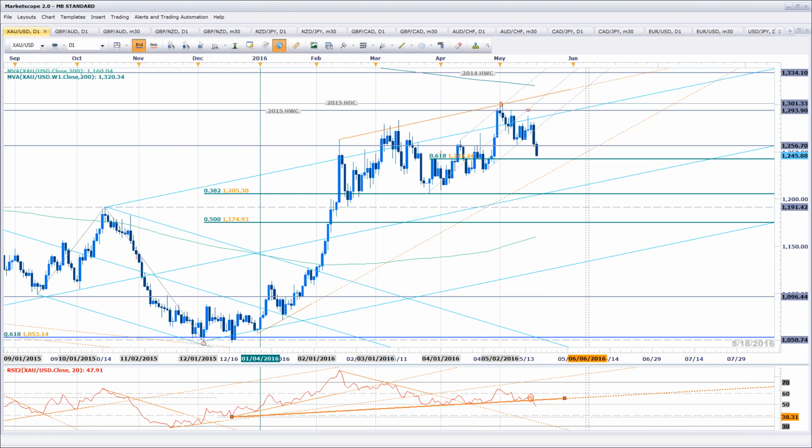It doesn't get much cleaner than that, especially on a multi-touch, multi-month support trigger, taken off the low in price, not the low in momentum, right? And then you jump into the 30-minute, and it doesn't get much cleaner than that.